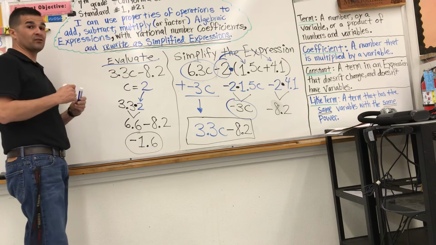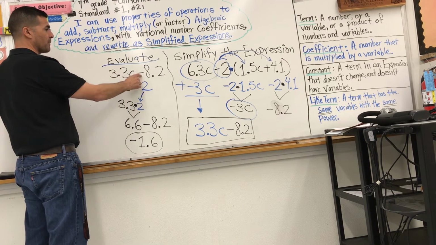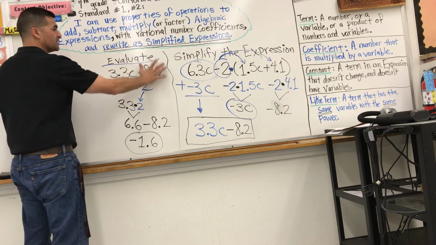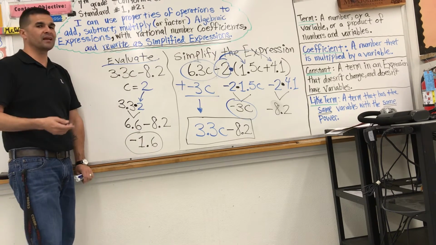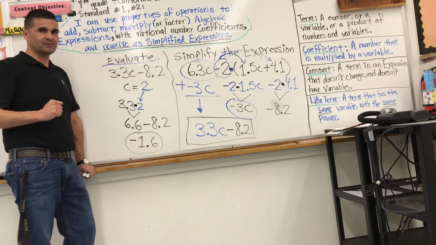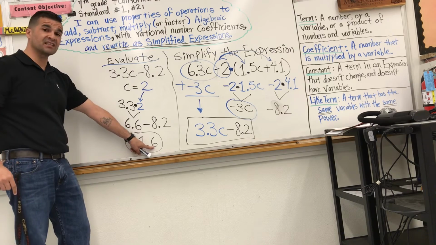So let me say how you'd say it in math. When you evaluate 3 3/10 c minus 8 2/10, if c equals 2, this expression equals negative 1 6/10. Now, I know a lot of you probably get annoyed that I don't let you say negative 1.6. This is negative 1 6/10. This 6 is in the tenths spot.